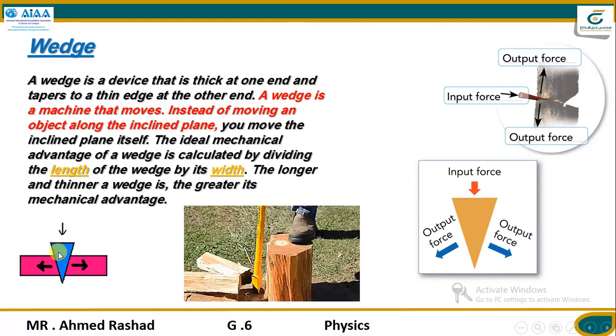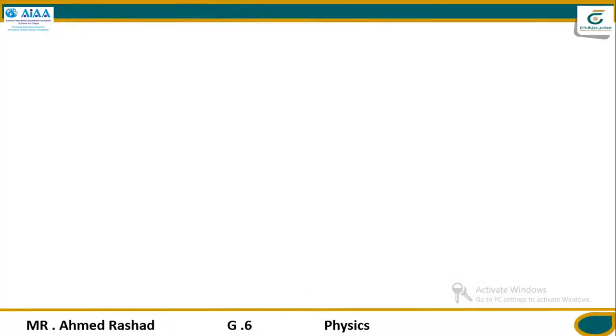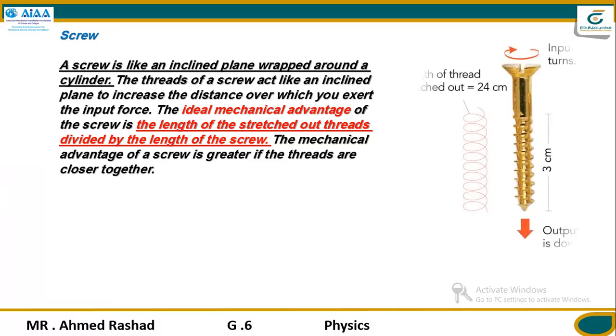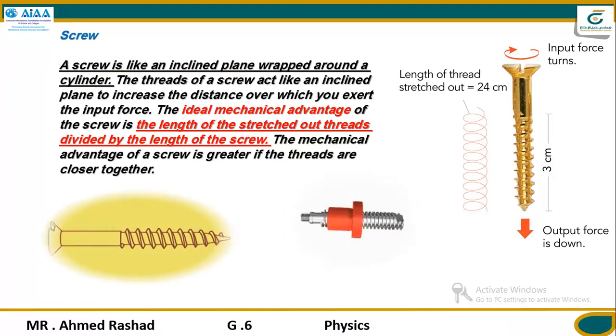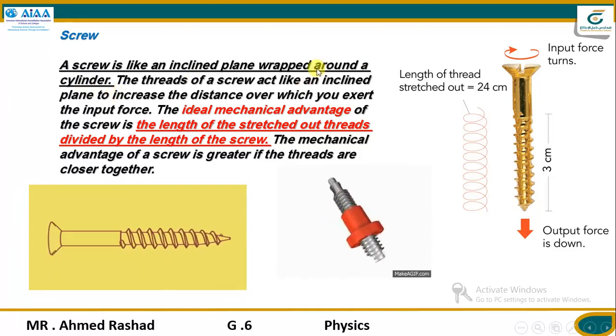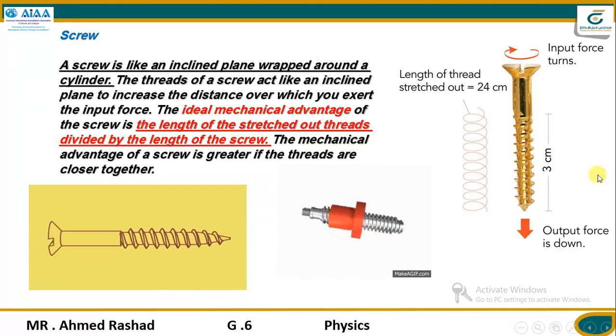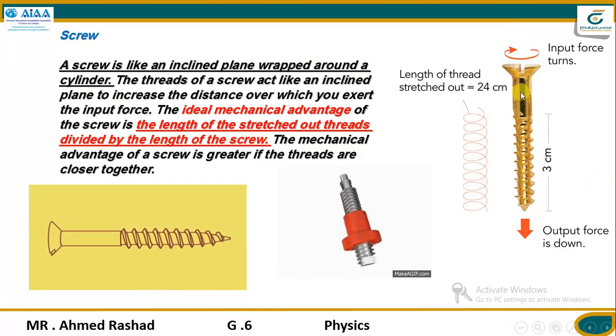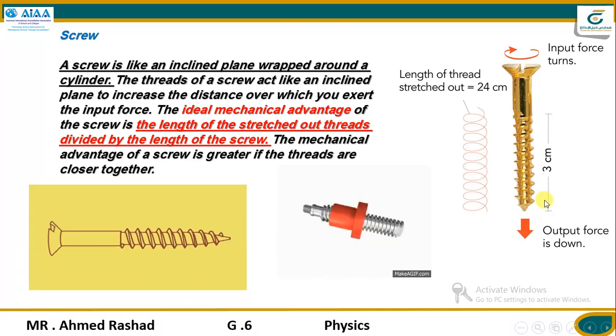Now you can go to the next example. Next example here, screw. We use this device in our life many times. A screw is like an inclined plane, from the inclined plane family, and it is wrapped around a cylinder. So we have here a cylinder, and wrapped around it, that's the screw.